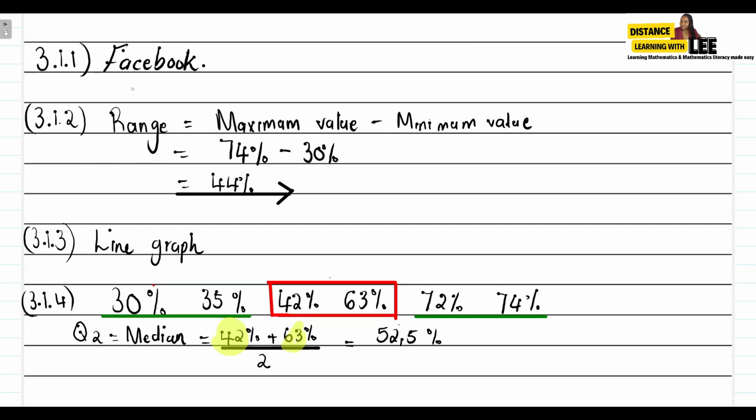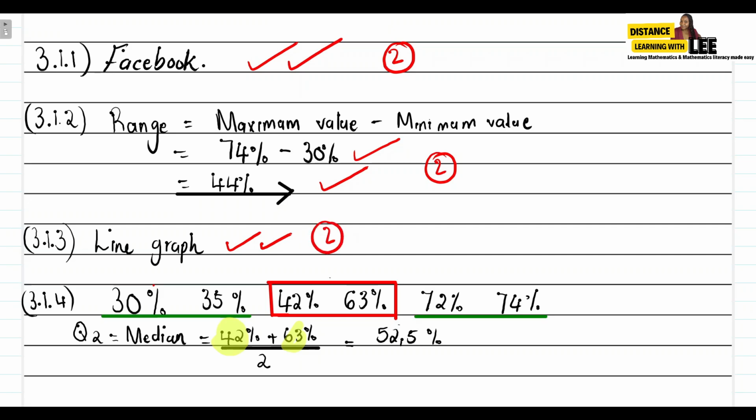All right. Just quickly, this is how they're going to mark these questions. You'll get 2 marks for giving the answer of Facebook. You'll get 1 mark for showing that the range is your maximum value minus minimum value, and a final mark for the final answer. You'll get 2 marks for saying that we can represent this data in a line graph.